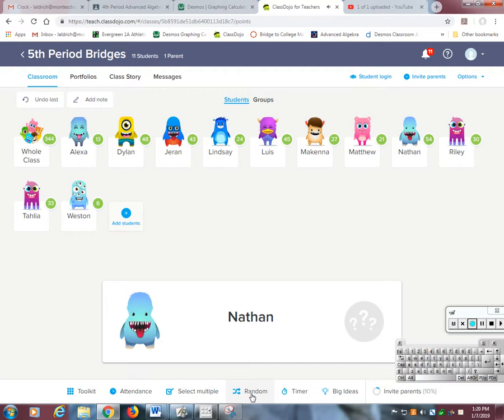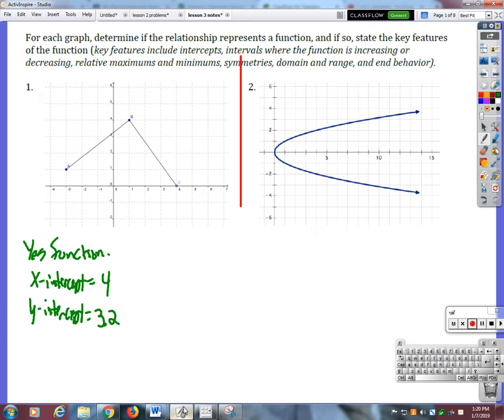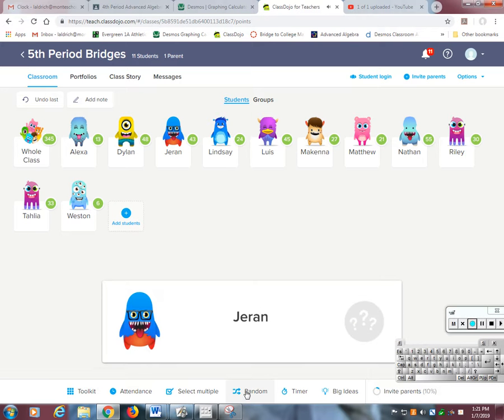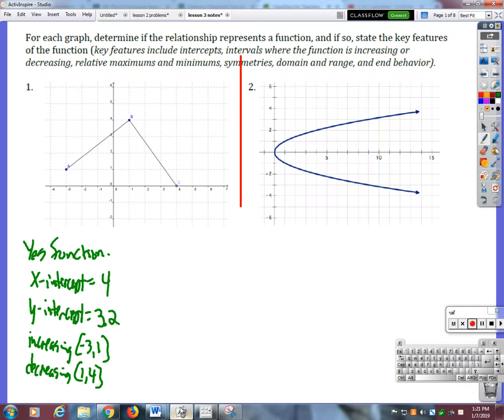Okay, now let's do increasing, decreasing. Nathan, where is it increasing? Okay, good. -3 to 1. It's increasing, and it's decreasing from 1 to 4. Awesome. You guys see that? Going up from -3 to 1, and then going down from 1 to 4. Next we'll do maximum and minimum. McKenna, what's the highest y value on the graph?